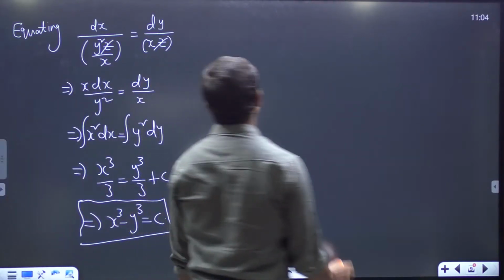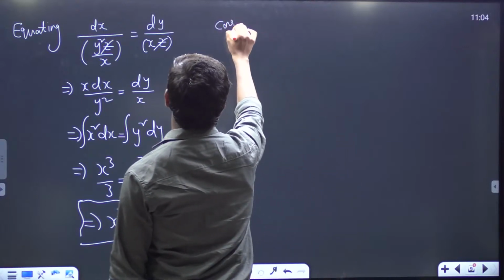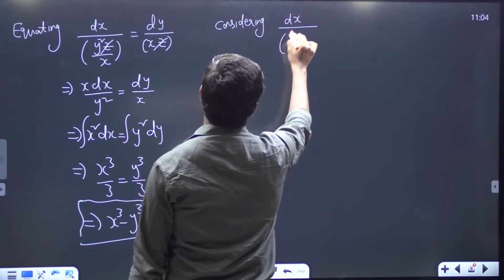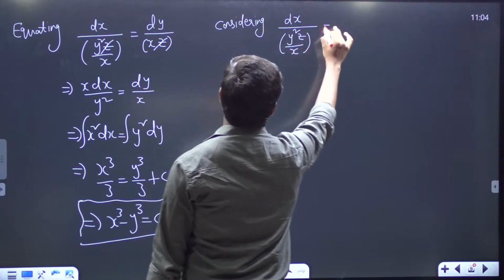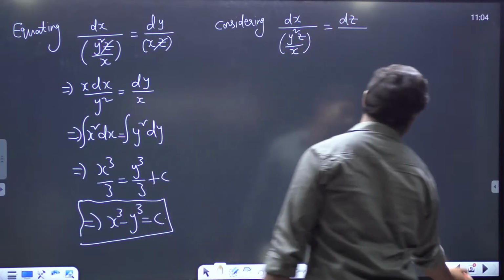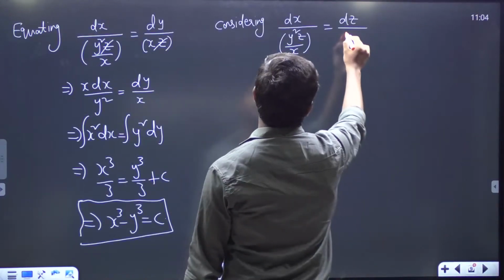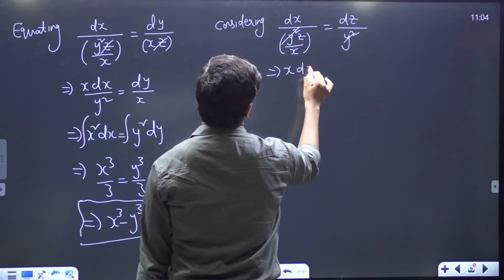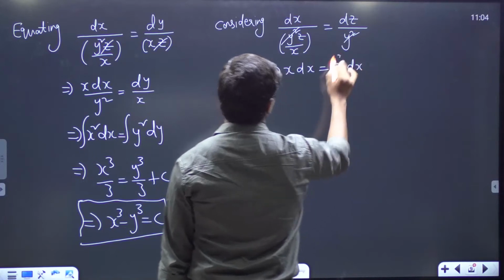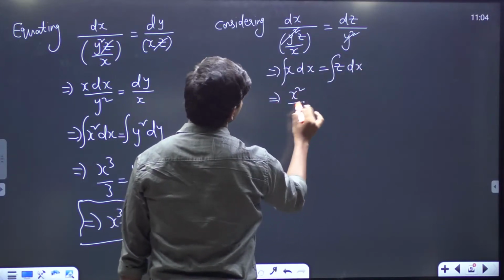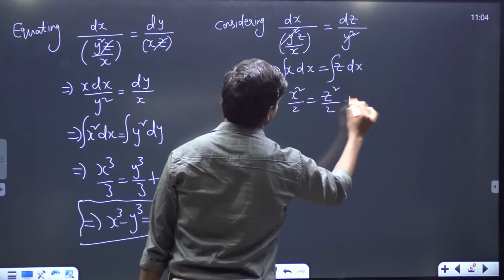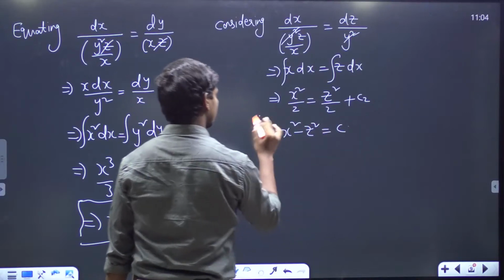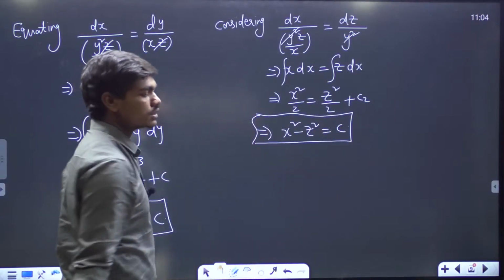Let us assume 1 and 3 again. So considering dx divided by y square z by x is equal to dz divided by y square. So if you take these two, for example, then what happens? This y square gets cancelled. Then you have x dx is equal to z dz. If you integrate, you will have x square by 2 is equal to z square by 2 plus constant. Let us suppose c2. So x square minus z square is also a constant. So this is the second solution for the second set of equations that you equated.